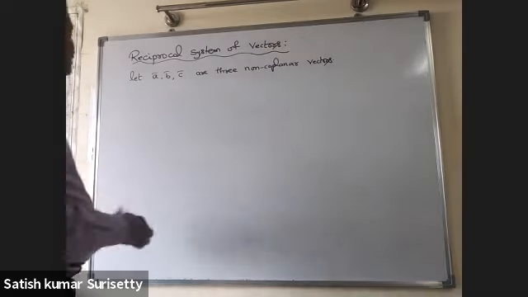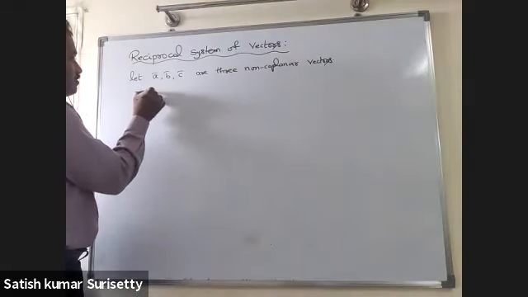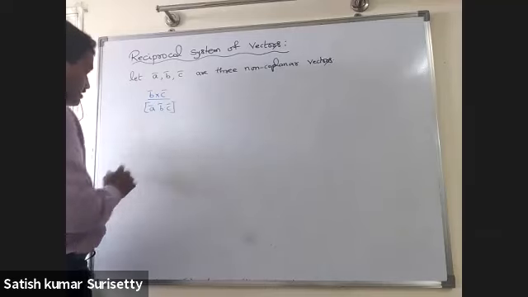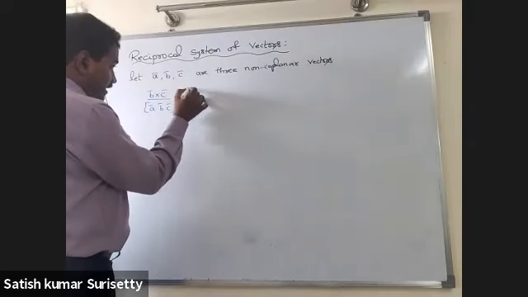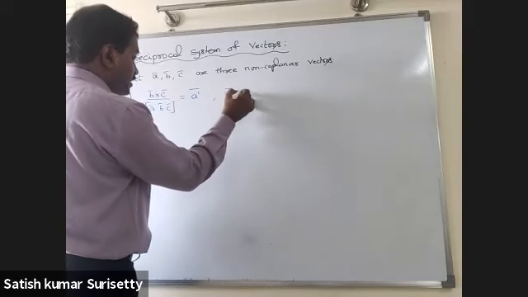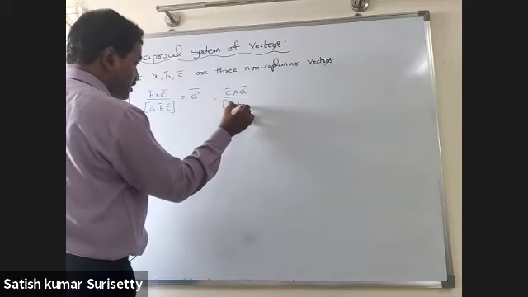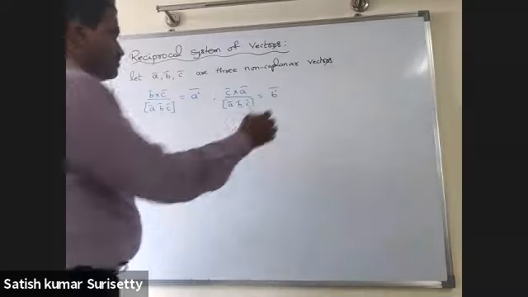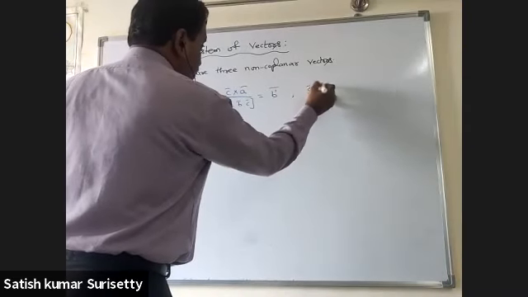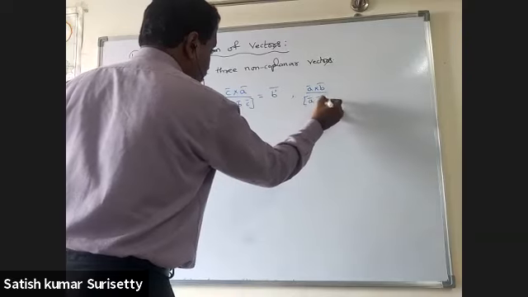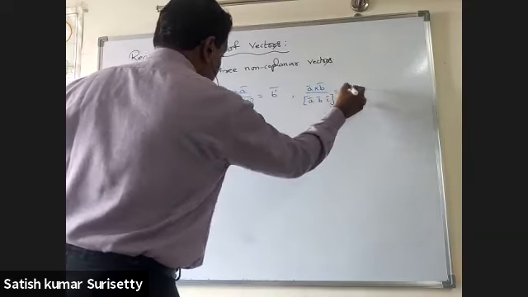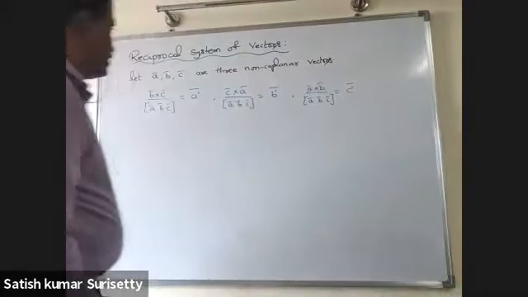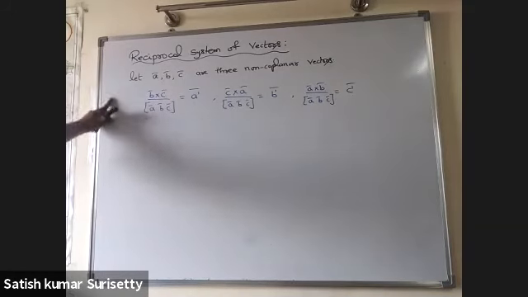Then the vectors B bar cross C bar upon scalar triple product of A bar, B bar, C bar, let us denote this as A dash bar; C bar cross A bar upon scalar triple product of A bar, B bar, C bar, denote this as B dash bar; A bar cross B bar upon scalar triple product of A bar, B bar, C bar, denote this as C dash bar. This A dash bar, B dash bar, C dash bar are called reciprocal system of vectors.